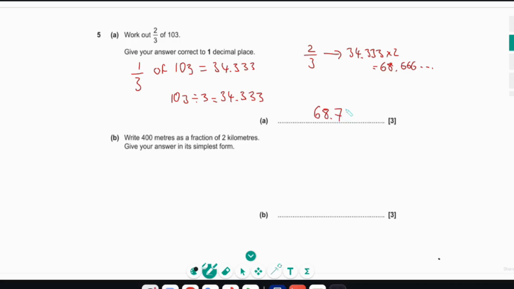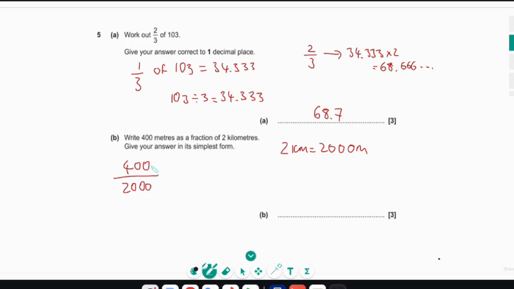Write 400 metres as a fraction of 2 kilometres. So our units are inconsistent at the moment. We need to have them both in the same unit. I'm going to go with metres. 2 kilometres is 2,000 metres. We times it by 1,000. So we need to write 400 metres as a fraction of 2,000 metres.